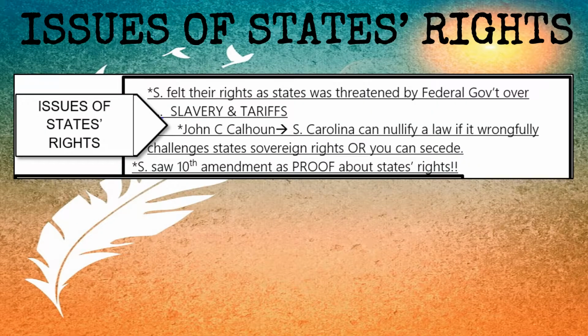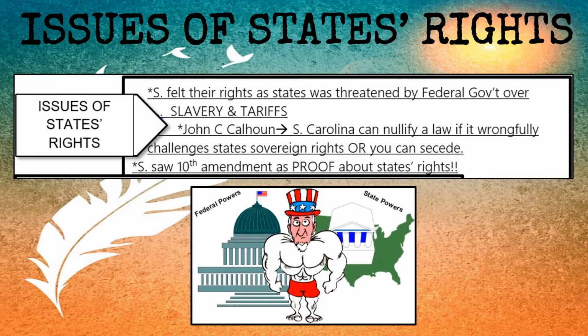So one of our first causes of the Civil War that we're going to talk about is the issue of states' rights. The South felt that their rights as states were threatened by the federal government when it came to the topics of slavery and tariffs. John C. Calhoun, if you think back to the nullification crisis under Andrew Jackson, went to South Carolina and told them you can nullify a law if it wrongfully challenges your sovereign rights as a state, or you can just secede.